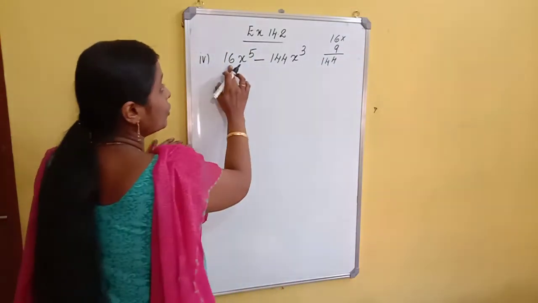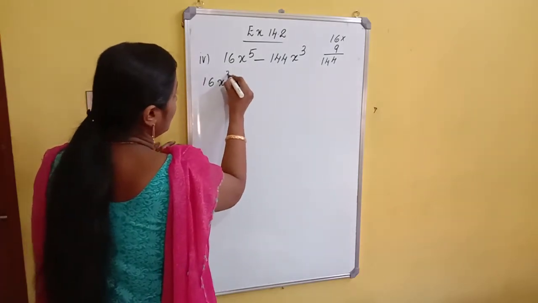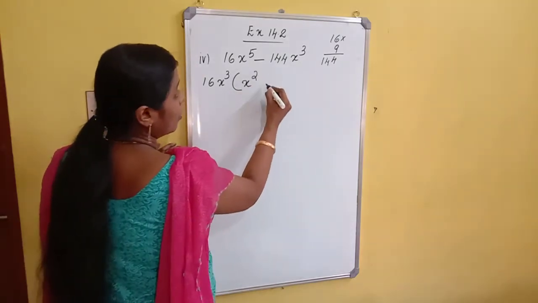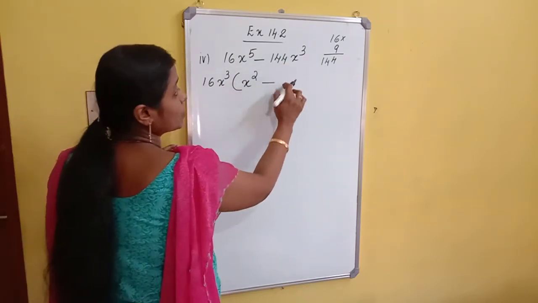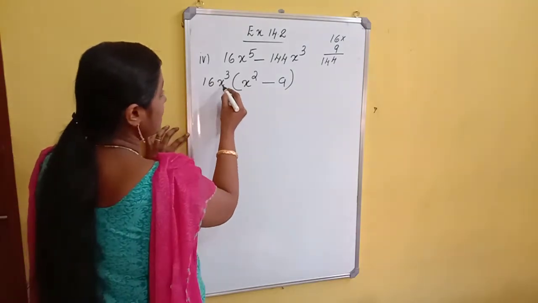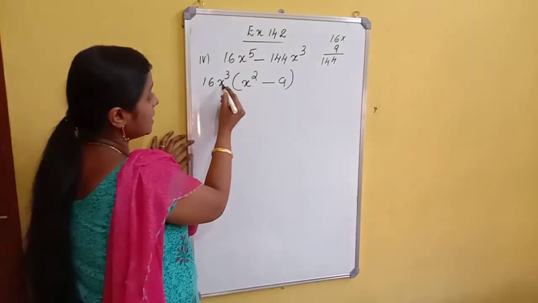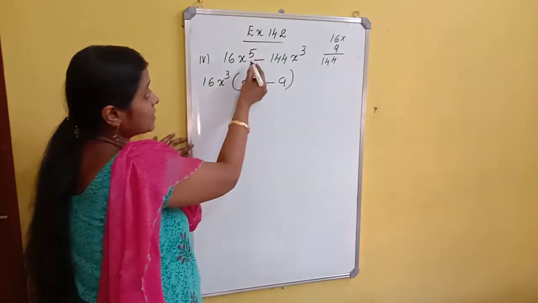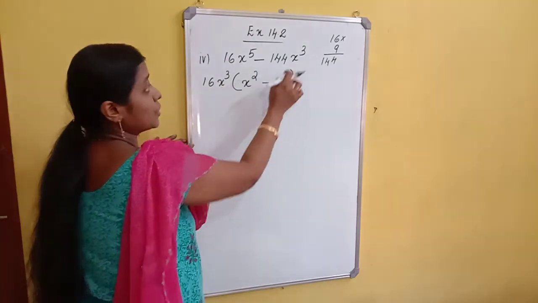144. Okay. So you can take 16x³ outside. What? 16x³. Okay. Inside the bracket x², okay, minus here x³ outside, only 144, so what will you get? 9. Clear? That is 16x³ into (x² minus 9). 16x³ into x², 16x⁵, that is 3 plus 2, 5. After that, 16 into 9, 144x³ here.